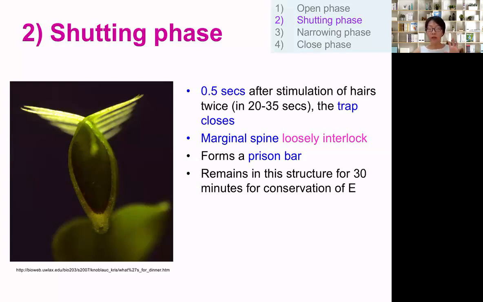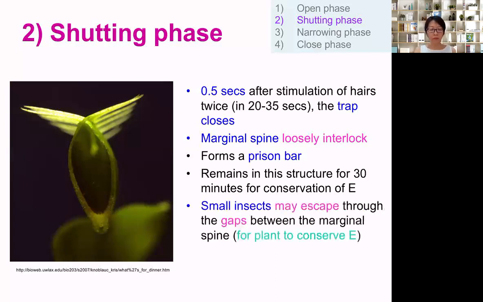The reason is, if the trapped insect happens to be very tiny, the insect will be able to crawl out from the spaces in between the spines, right? Like the prison bar, you've got open space. If you're smaller than the space between the two bars, you can actually go out. So small insects will go out, and then the trap will no longer do any further action. So no need to waste energy to secrete enzyme and digest, okay? So small insects may escape through the gaps between the marginal spines for the plant to conserve energy.